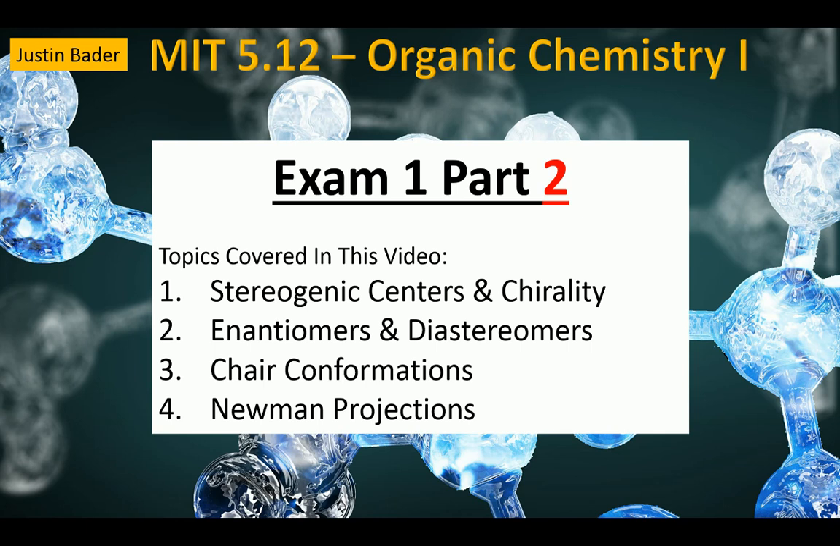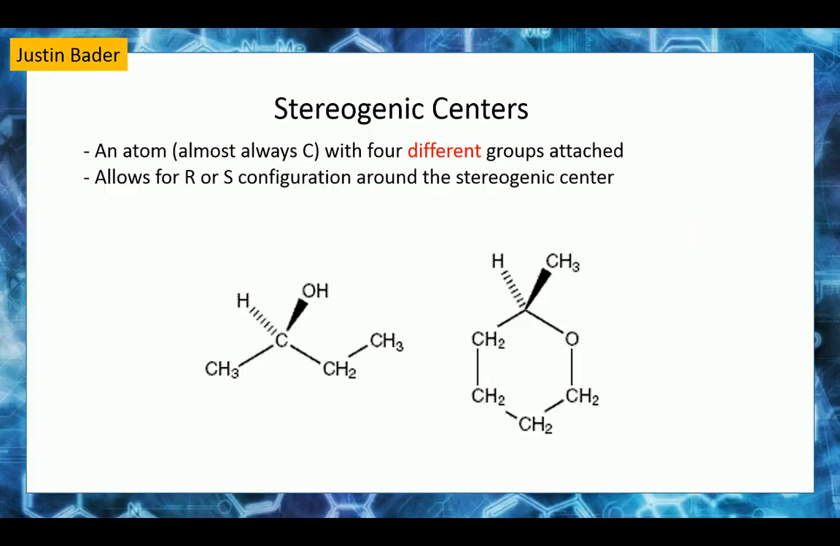The topics in this video include stereogenic centers and chirality, enantiomers and diastereomers, chair conformations, and Newman projections. Stereogenic centers are an atom, almost always carbon, with 4 different side groups attached. It allows for the R or S configuration around the stereogenic center.